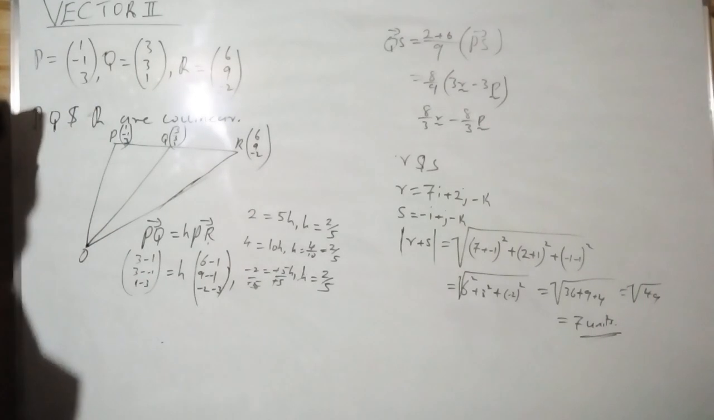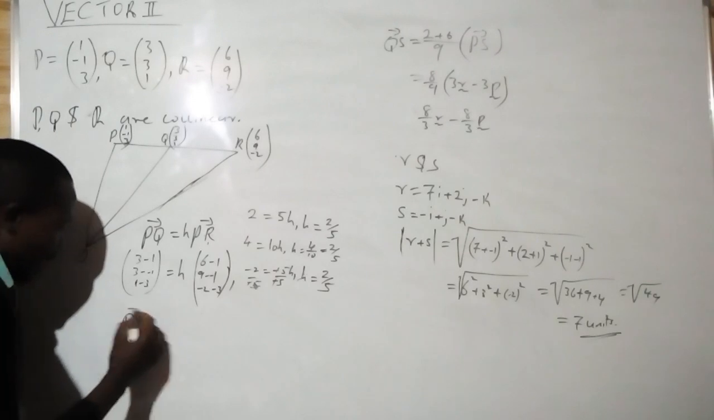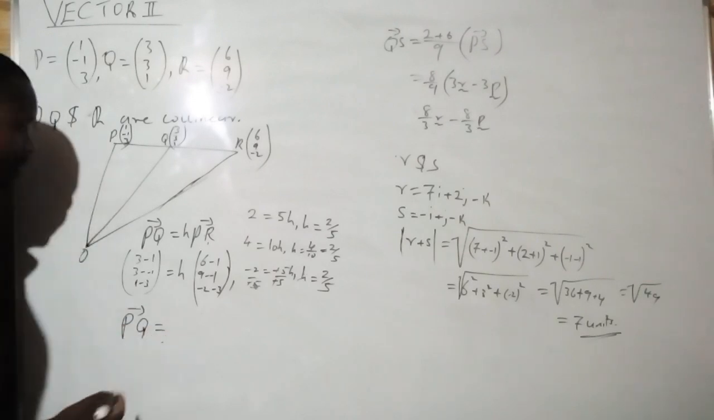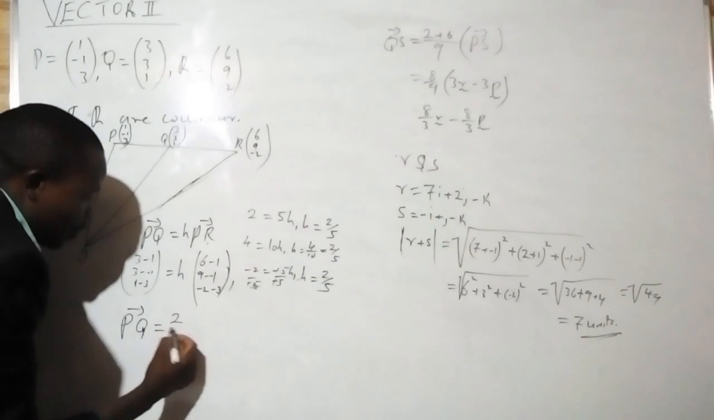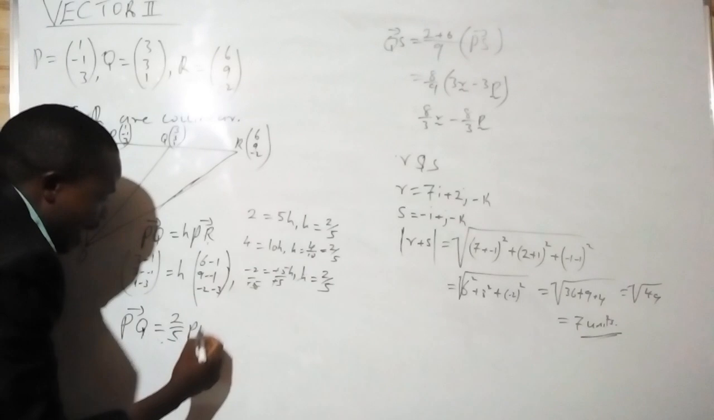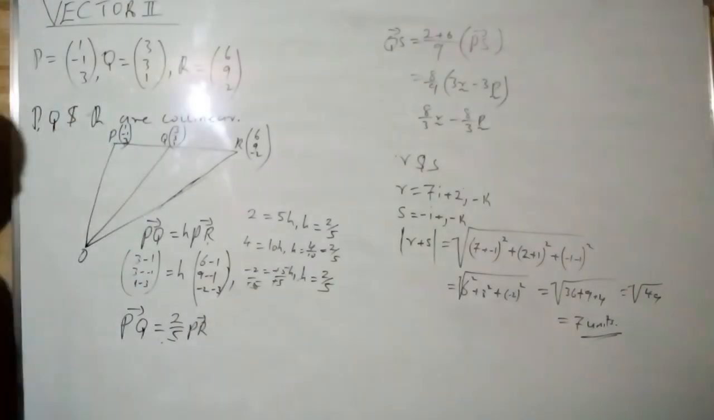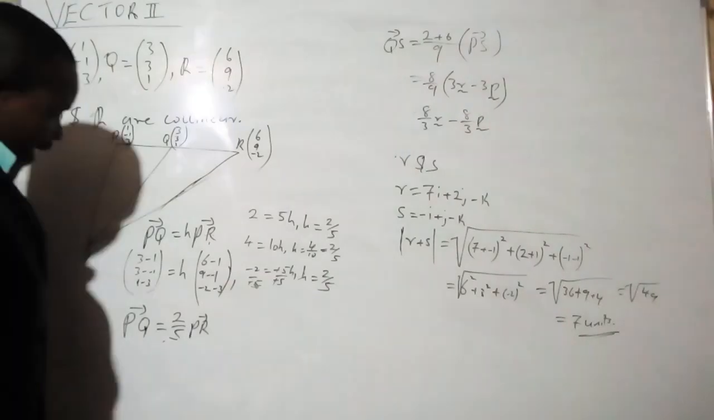It means PQ is equal to h, and because it's constant, you can say 2 over 5 PR.